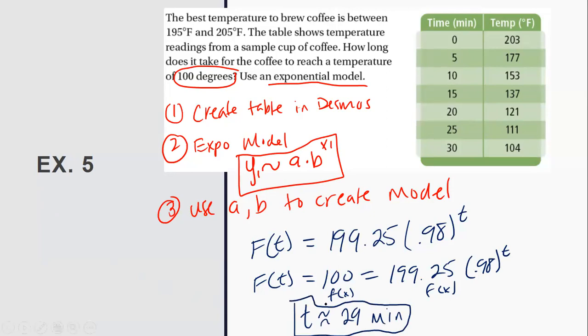Was that terrible? Pretty simple. So we created the table. We used the exponential model. We found our parameters a and b to create our model. And then we used our model to answer the question. Questions, comments, concerns.